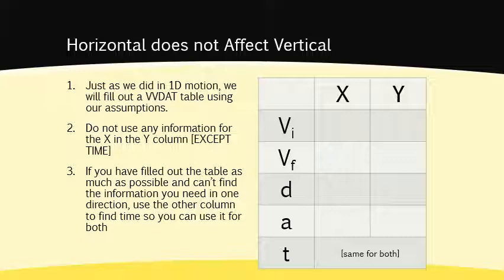So we're going to fill out a VV.dat table using our assumptions. We're not going to use any information in the X for the Y and nothing in the Y for the X except time. Time is the only thing that these two columns share, because you can't be in two different places at once, can you? If you have filled out the table as much as possible and can't find the information you need in one direction, you use the other column to find time so you can use it for both.